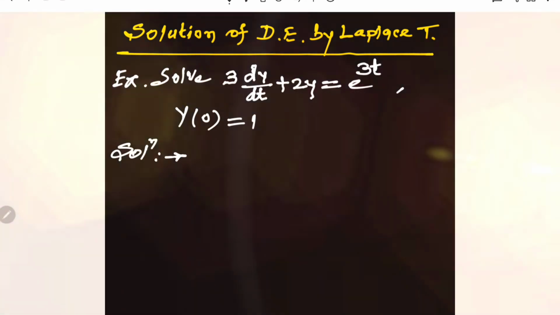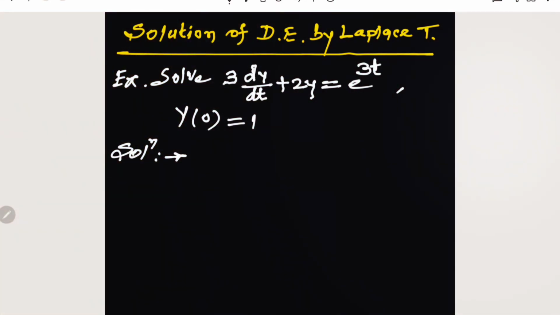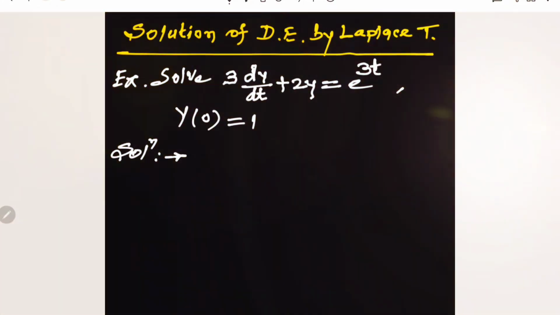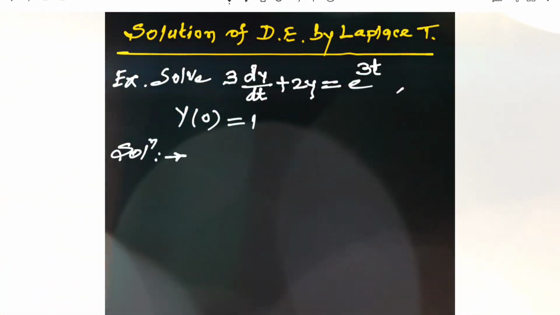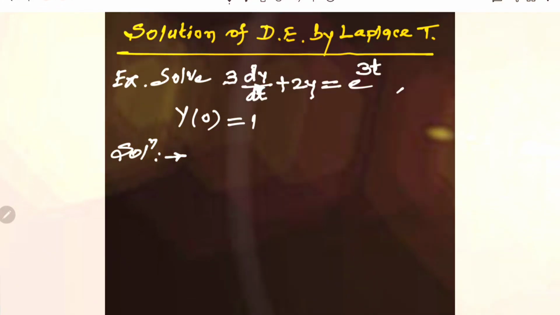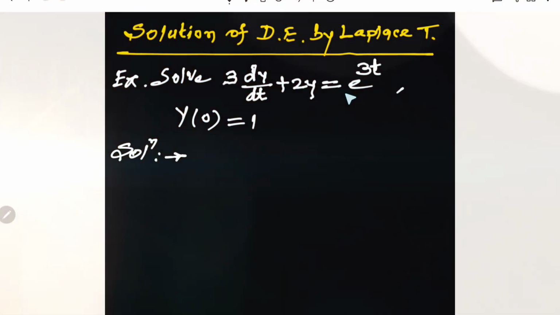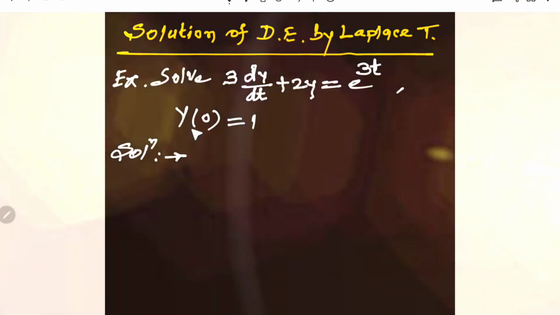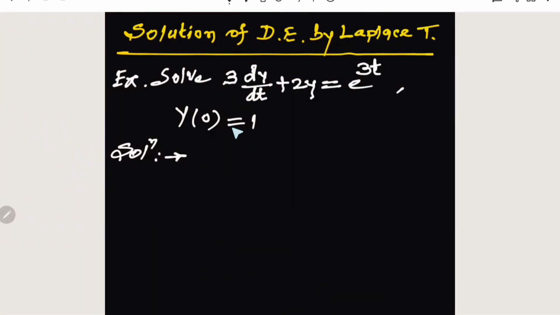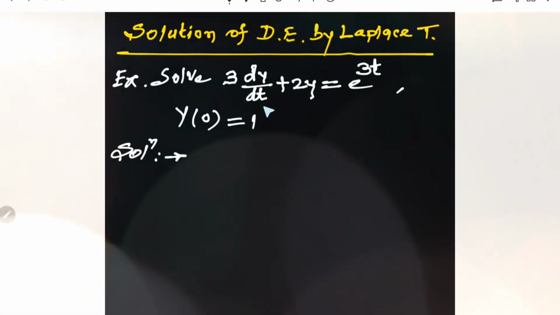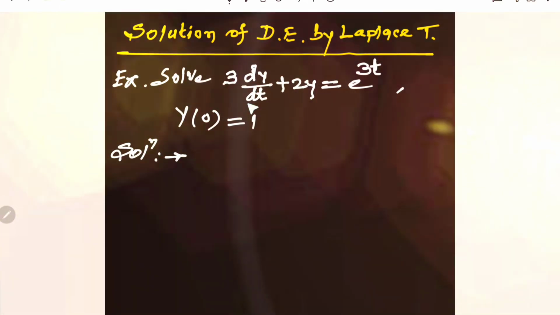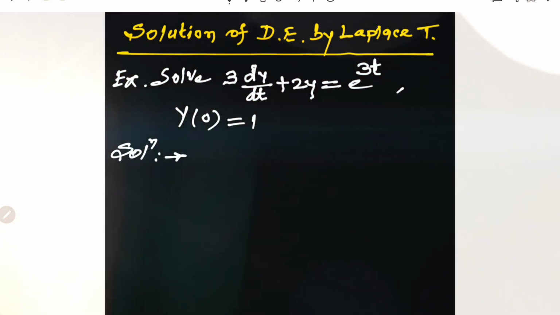Point: solution of differential equation by Laplace Transform technique. Solve the problem. Solve by Laplace Transform. Given differential equation is 3 dy by dt plus 2y is equal to e raised to 3t. Initial condition is y at 0 is equal to 1. Here y is a dependent variable, t is independent variable. Therefore, we have to obtain the solution of this differential equation by Laplace transform technique.